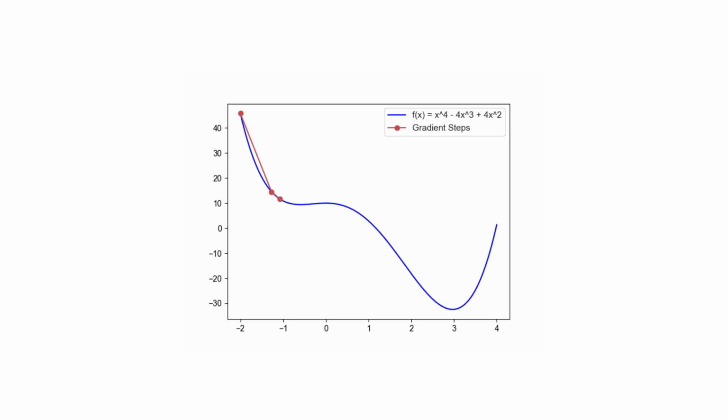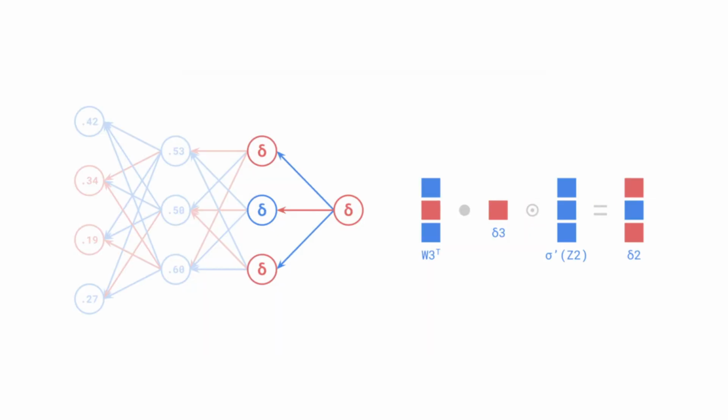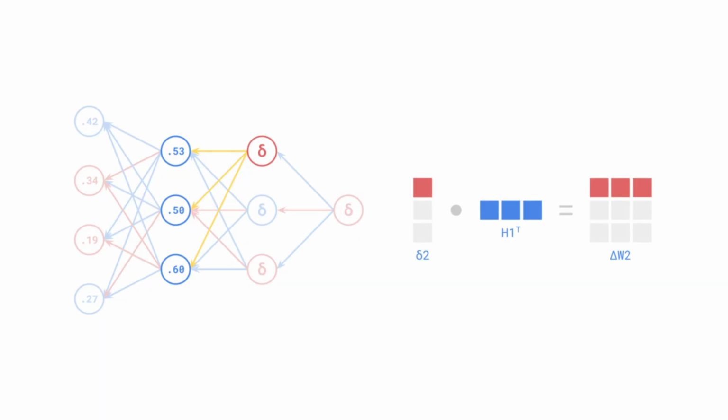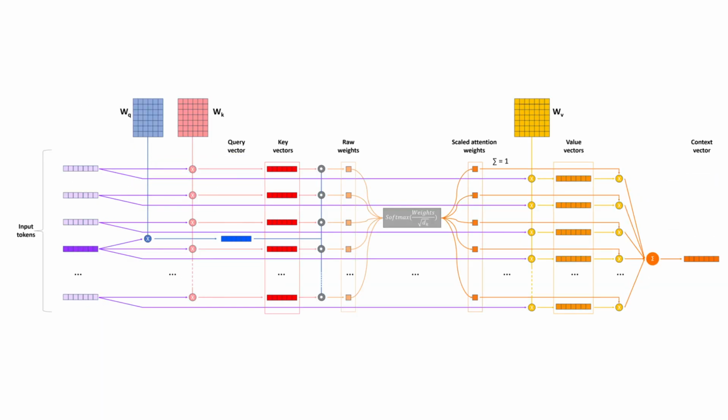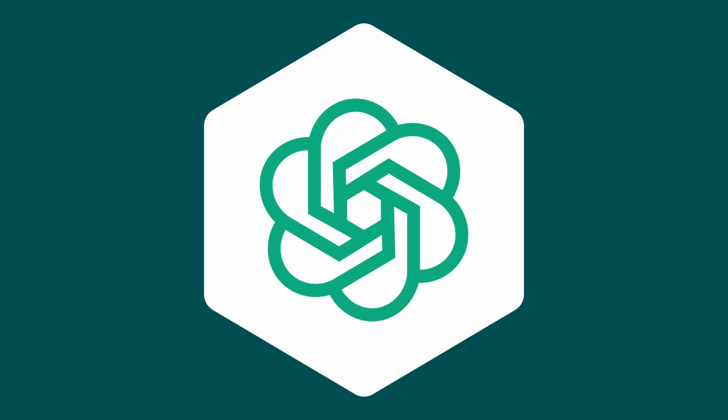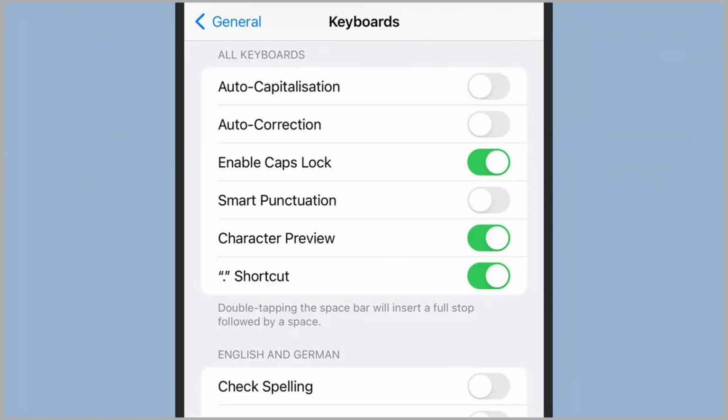So to recap, gradient descent taught machines how to learn. Backpropagation taught them how to correct mistakes. Transformers taught them how to understand context. Together, they're the foundation of everything from ChatGPT to AlphaFold to your phone's autocorrect. Three simple algorithms, infinite possibilities.